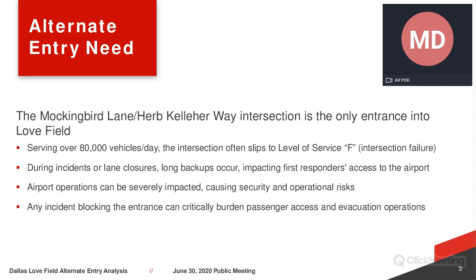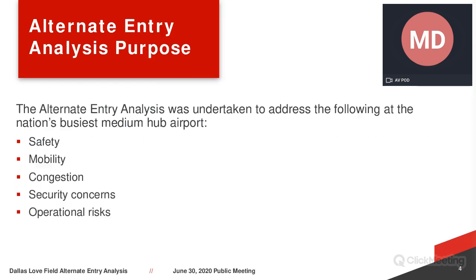The other thing, we have had a couple incidents now, knock on wood, nothing significant that would have closed down the roadway. But if we did have a security incident at the airport and the roadway was blocked, we would have some difficulty getting first responders into the airport if we had a blockage on Herb Kelleher. And that really speaks to the mitigation of risk that we have at the airport. So that's a significant concern that we're looking at mitigating.